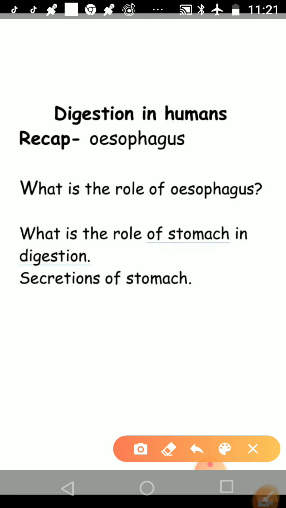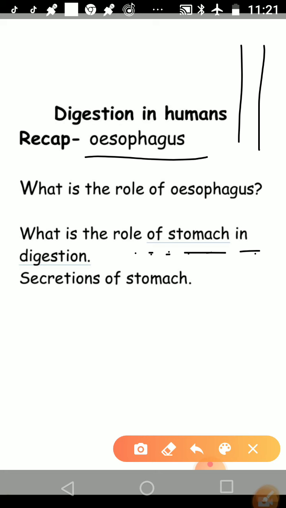Students, in our previous lecture, what have we learnt? We have learnt about the esophagus and the stomach, what is the esophagus, what is the stomach, and what is their role. So the esophagus is only a pipe-like or tube-like structure which connects the mouth to the stomach. There is no digestion taking place and no enzymes released in this esophagus. And what is the role of the stomach?